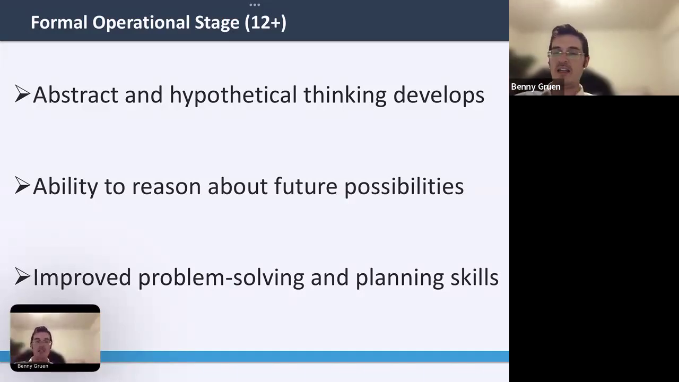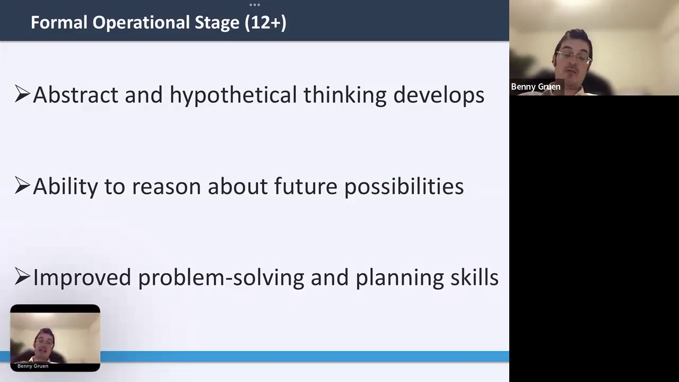They are now formally using their mind, their brain's expanding, and they're ready to deal with very, very complex problems. Like you see here in some of the bullet points, they start developing more abstract and hypothetical thinking. They're able to reason and think about different possibilities. They have improved problem solving and planning skills. And this is why around the age of 12, 13, 14, when children are entering high school, we see that the mathematics and some of the other subjects that they're learning become increasingly difficult, because as their brain develops, as the child develops, they're able to do more and more.